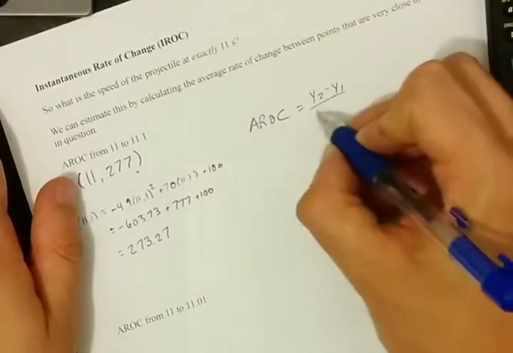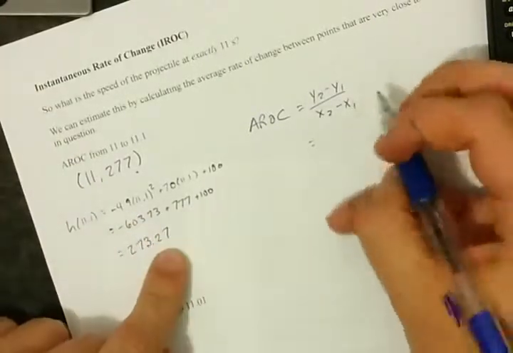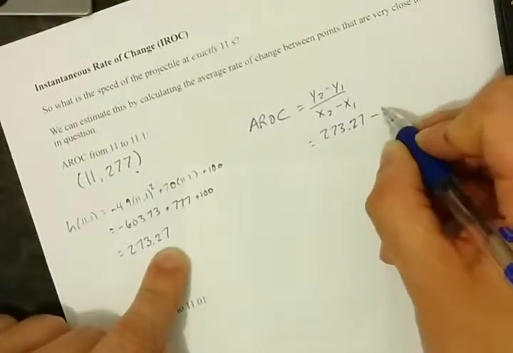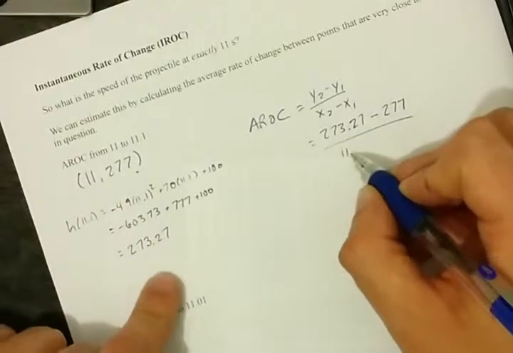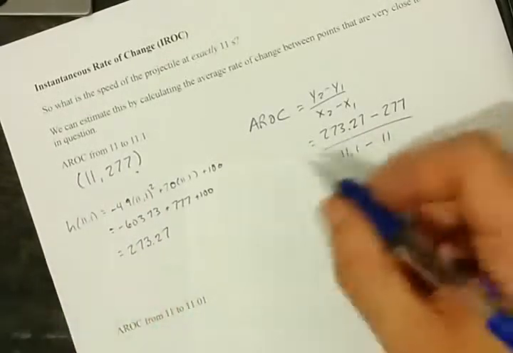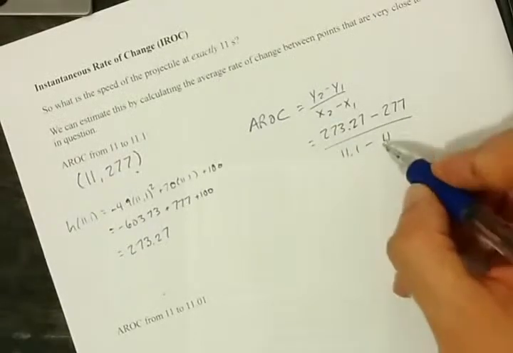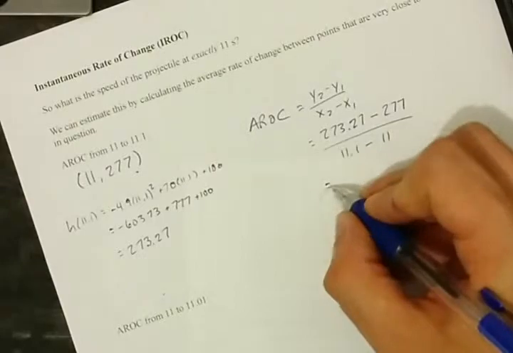y2 minus y1 over x2 minus x1. y2, 273.27 minus 277 over 11.1 minus 11. It doesn't matter what order you put your 1s and 2s in as long as you keep it the same. 11 corresponds to 277, so they're both last.